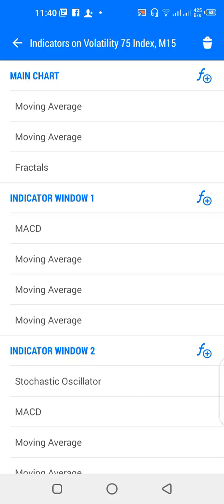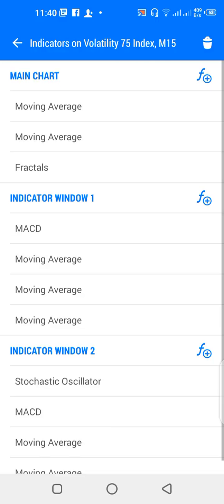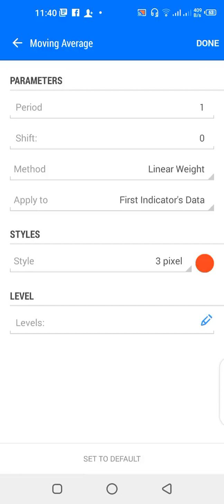Still on indicator window one, we have another moving average. The period is 200, shift is zero, method is linear weighted, applied to first indicator's data, color is blue. Then you have another moving average. This time around, the period is one, shift is zero, method is linear weighted, applied to first indicator's data. Color is red.